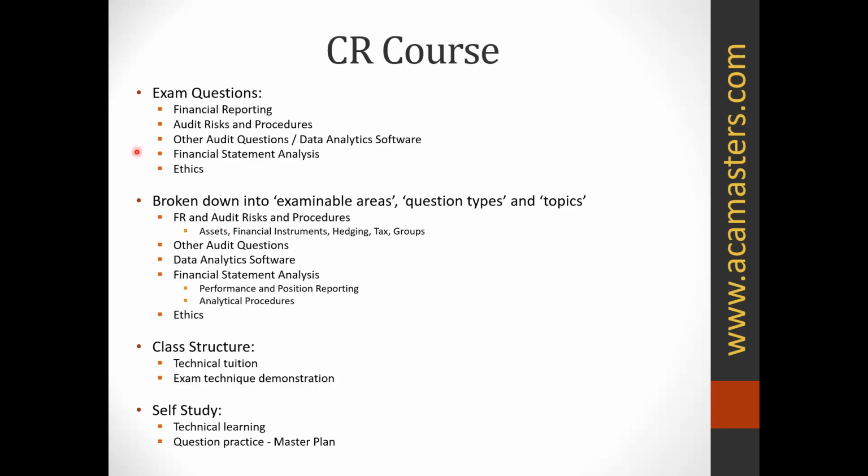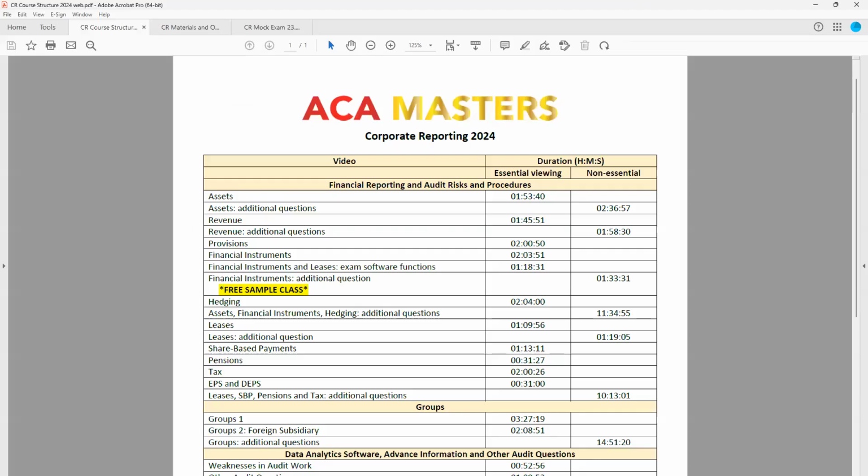So our course is structured around the exam because it's a very exam-focused course. The way we structure the course is that we break it down into each examinable area, topic, and question type. So we'll firstly work through all of the various financial reporting topics, and we'll look at financial reporting and audit risks and procedures questions. We'll firstly begin with assets. There'll be the FAR revision class, and then there'll be the CR class on assets.